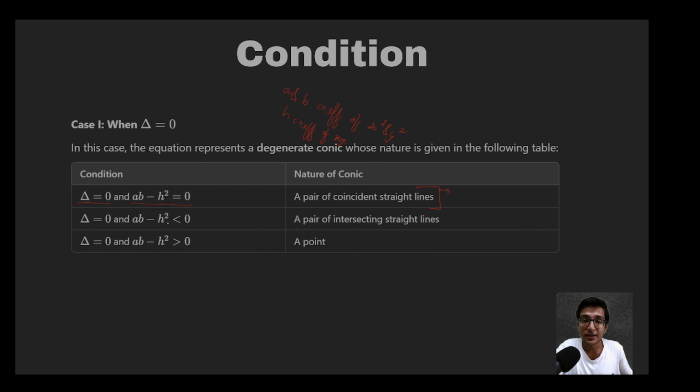And if AB minus H square is less than 0, that means AB is less than H square, then it would be a pair of intersecting straight lines. And if AB minus H square is greater than 0, then it is going to be a simple point. That means that equation would equate to a point. It does not signify any type of conic, whether it is a straight line or circle. It is just a point. So again, this table is very important and you need to remember this, because sometimes JEE asks questions based on this.